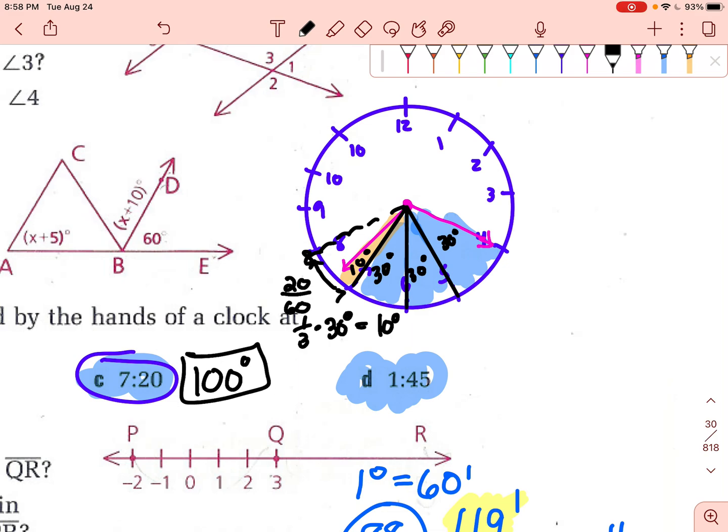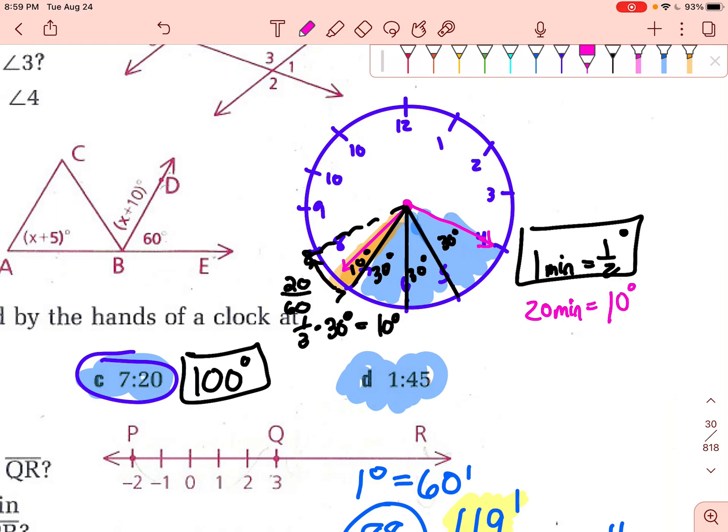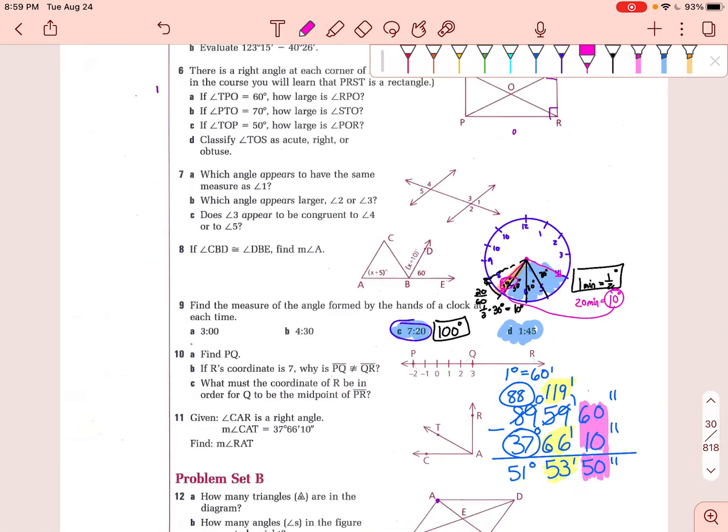Another thing to remember is that each 1 minute is representing half of a degree. Okay, you can also look at it that way. So each 1 minute is a half of a degree. So this little orange section that I'm pointing at represents the hour hand moving. Remember, it's at 7:20, so it moved 20 minutes. And 20 minutes is then going to be 10 degrees. So again, that's just another way of seeing that this represents 10 degrees.